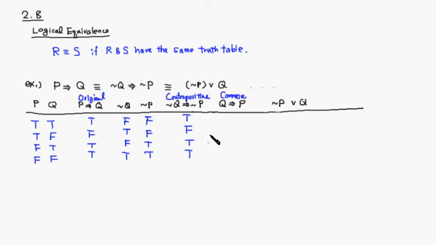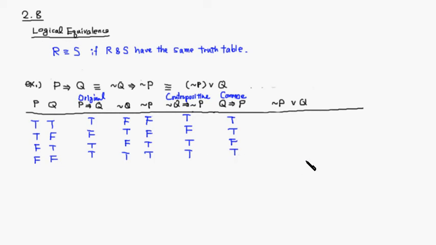All right, so let's look at Q implies P. True, true, so that's true. False, true, so that's true. True, false, that's false. False, false, that's true.